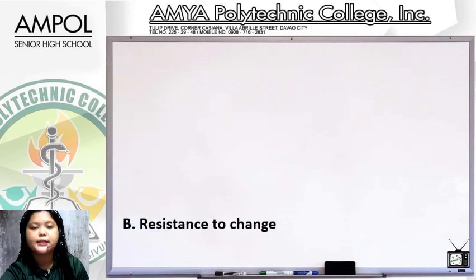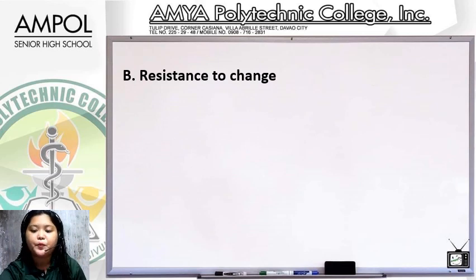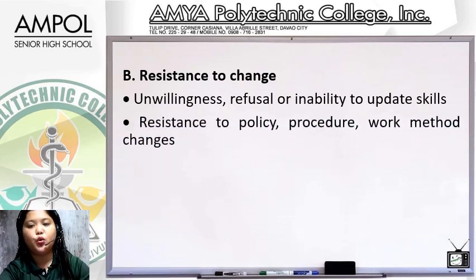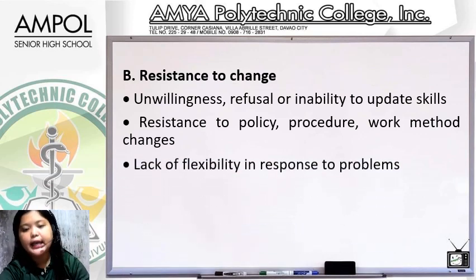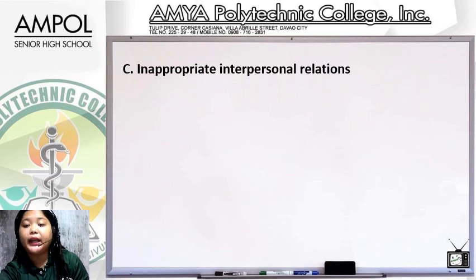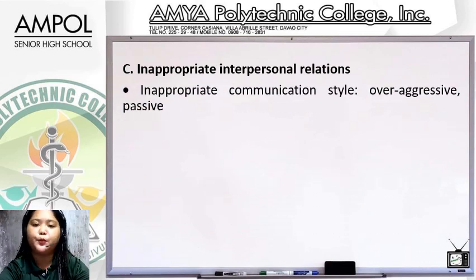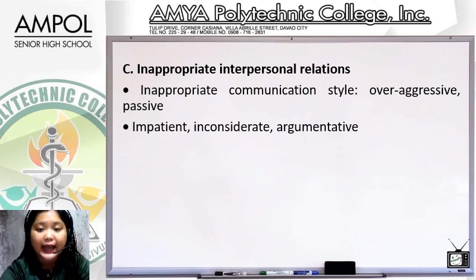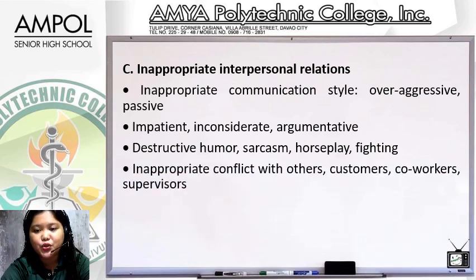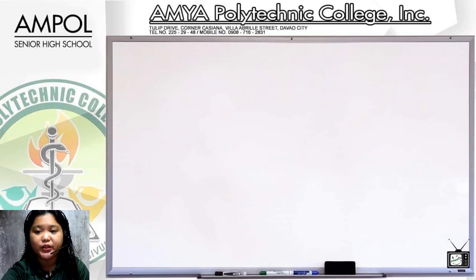Then insubordination, power games, and then the next one is the resistance to change. So here we have the unwillingness or refusal or inability to update skills, the resistance to policy, procedure, work method, and changes, and also lack of flexibility in response to problems. And then next, we have the inappropriate interpersonal relations. So we have here the inappropriate communication style, like over-aggressive, or you're very passive. And then you have a very impatient attitude, you're inconsiderate, you're argumentative, and then you have destructive humor, your sarcasm, your horseplay, your fighting, and also the inappropriate conflict with others, customers, co-workers.